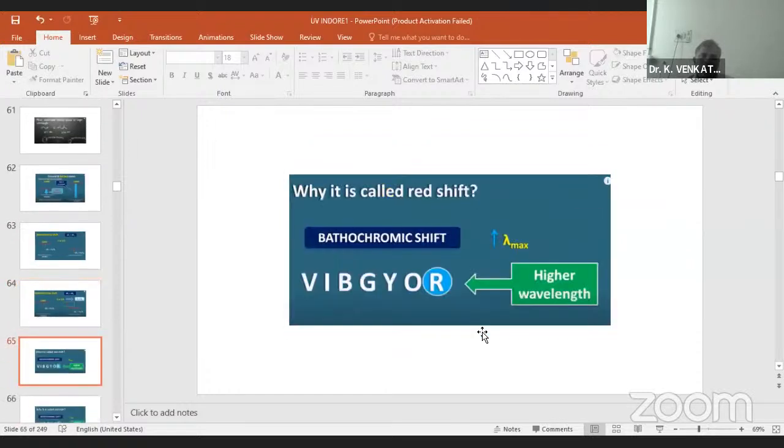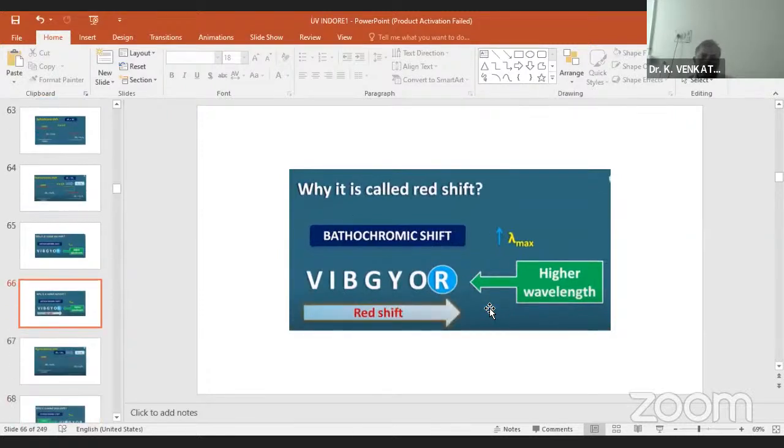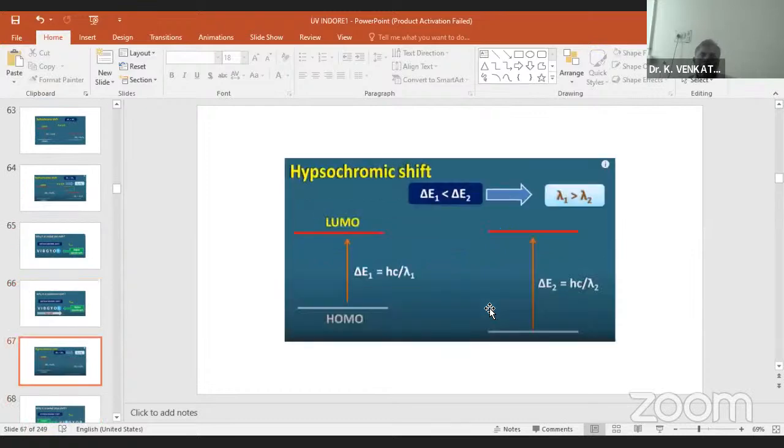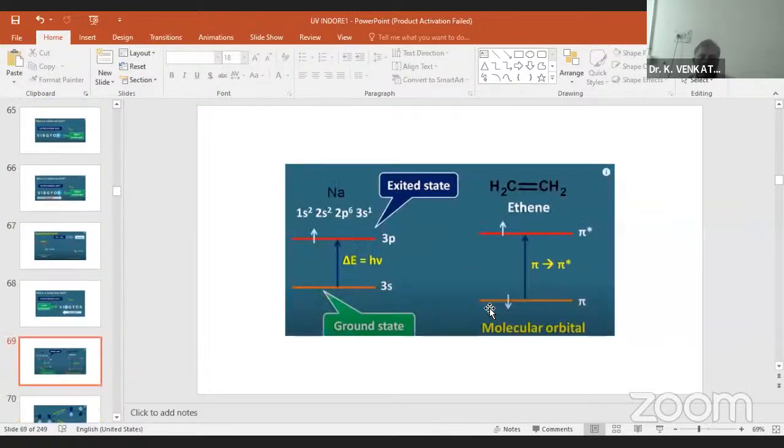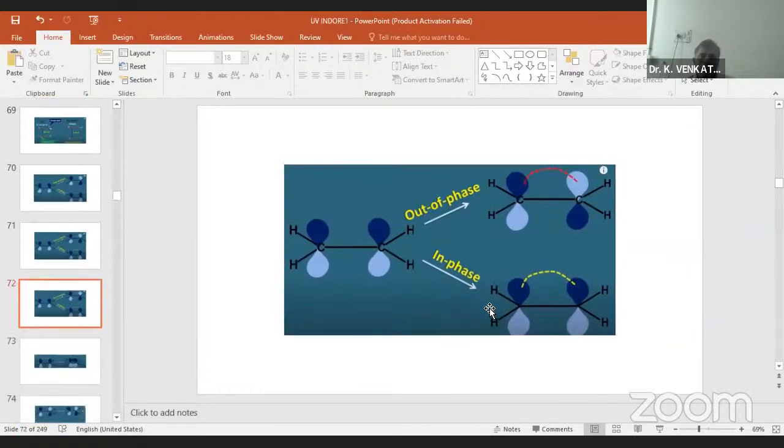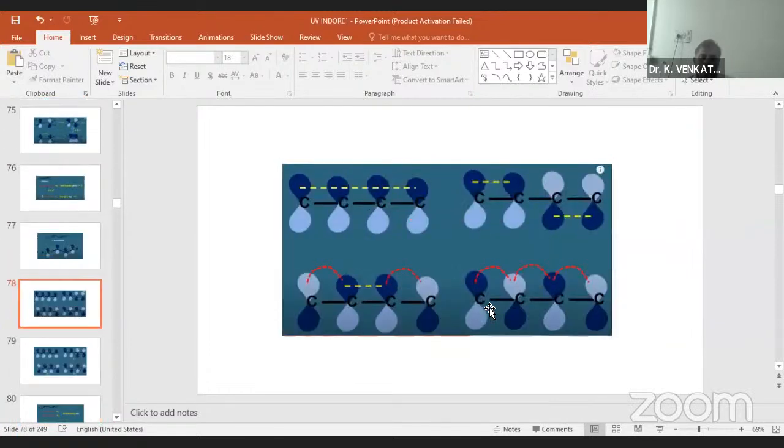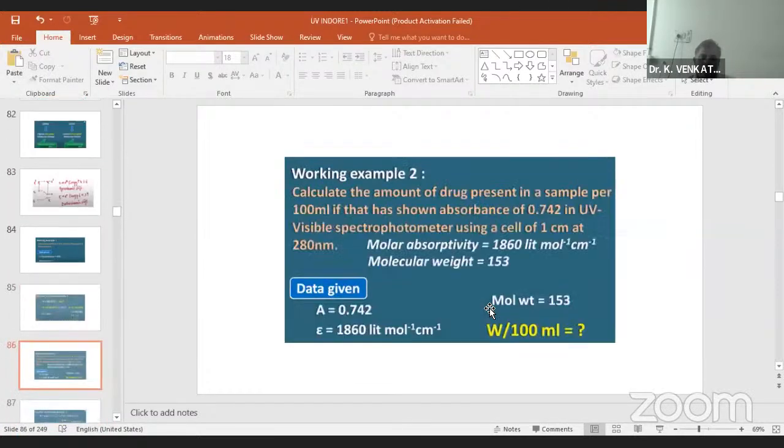Already I told why it is called red shift, because red is at higher wavelength. So that is called the bathochromic shift, red shift, high lambda. And this is the hypsochromic shift. No need to explain further.